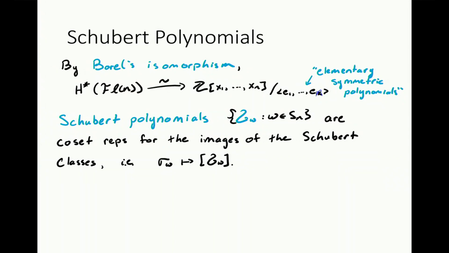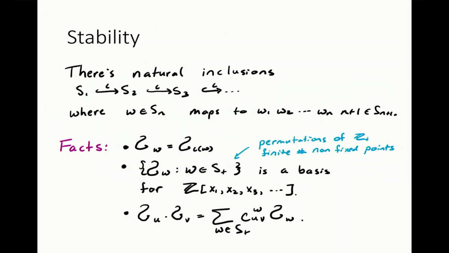So yeah, Schubert polynomials are a special family of polynomials that are coset representatives for the images of the Schubert classes under this map. We could have potentially lots and lots of coset representatives, but Lascoux, Schützenberger told us that these polynomials are particularly nice choices for these representatives. And in particular, they satisfy a lot of nice properties.